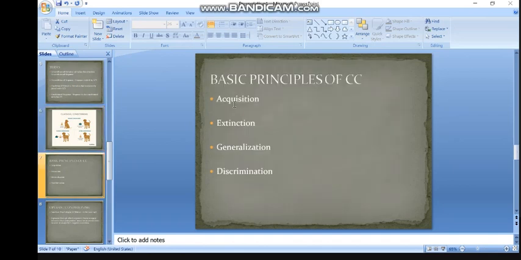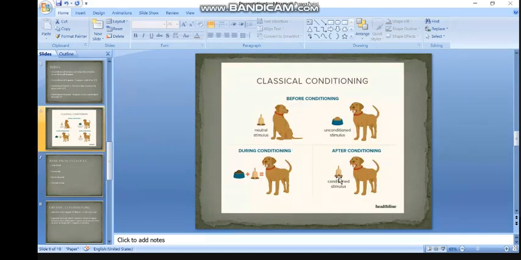Is it clear? Clear? Okay. Next is extinction. It is a process through which a conditioned stimulus loses the ability to evoke a conditioned response. That means when the bell loses its ability to evoke salivation, that is what we call extinction.